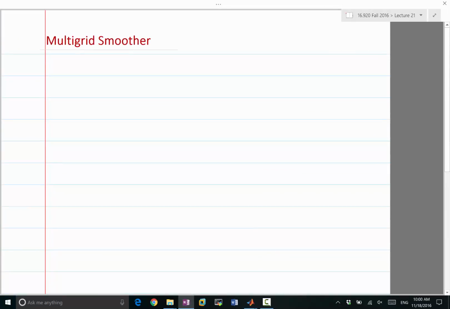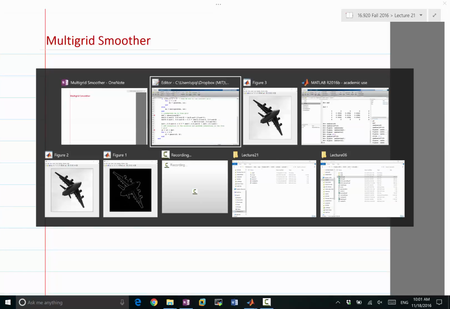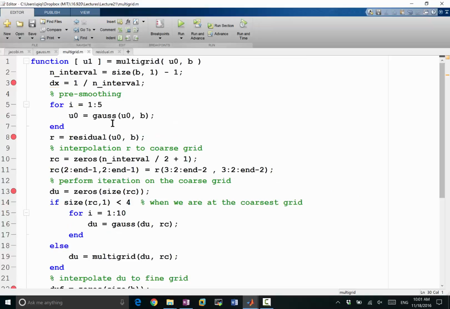We have used the Gauss-Seidel as smoother, and the purpose of the smoother is, one, to improve the solution, right? And another important role of the smoother is to remove the high frequency content of the solution error, so that the residual can be interpolated to the coarser grid. So this is the single most important role of these few iterations I performed in the beginning of the multigrid cycle.